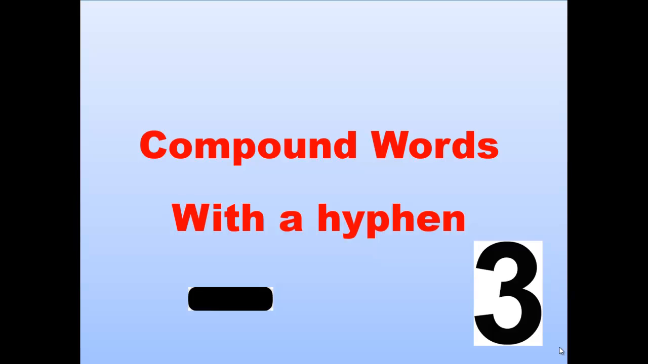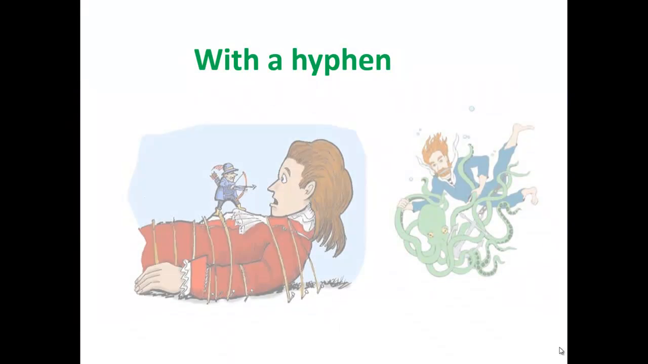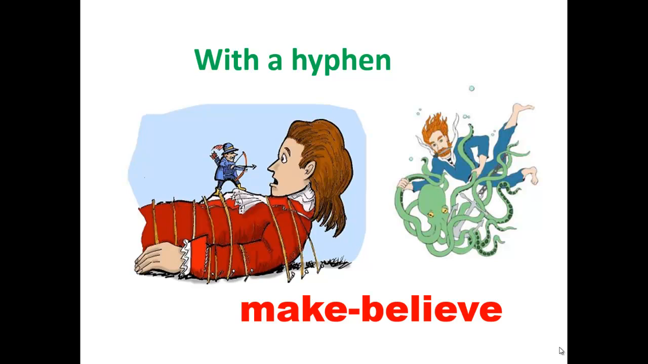And now the compound words with a hyphen. Compound words with a dash between the words. The first example is make-believe. Make-believe is pretending that something is real or imagining that something is real.